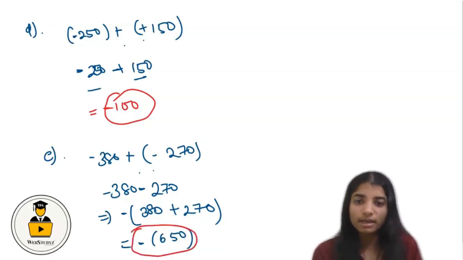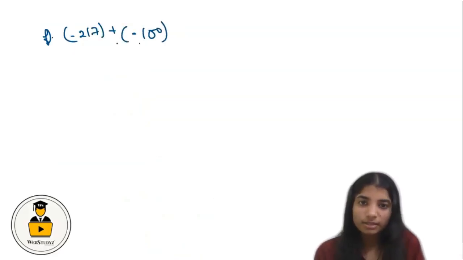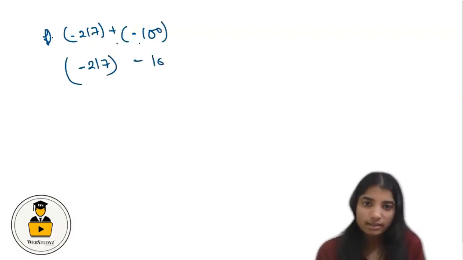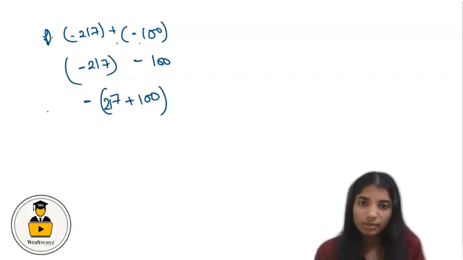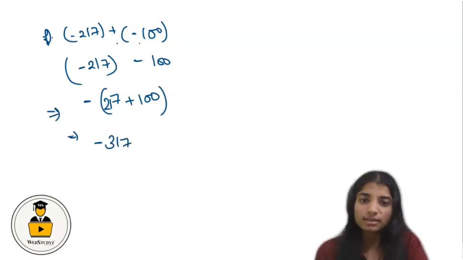Now let's move to the part F. F is minus 217 plus minus of 100. We know that plus and minus become minus. So this from here is minus 217 minus 100. We are going to take minus common from here. This becomes equals to 217 plus 100. That from here becomes equals to minus 317. So we can say that minus 317 is the answer to this question.